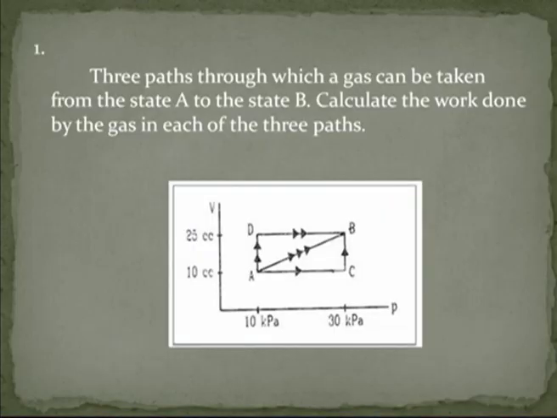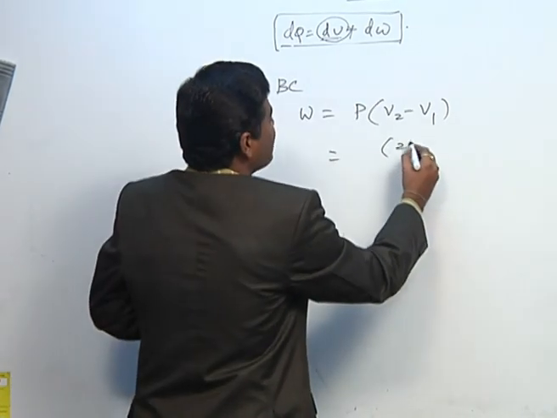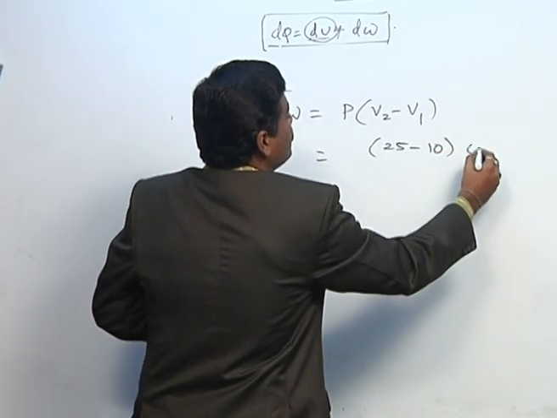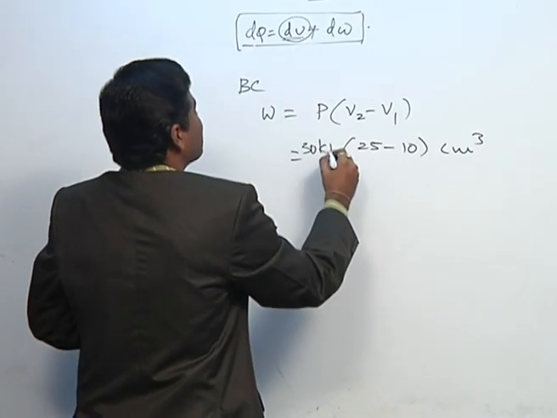So here in the process, the pressure is maintained at 30 kilopascal. For V2 minus V1, V2 is the final volume and V1 is the initial volume. V2 we are taking as 25 cm³ and V1 as 10 cm³. So V2 minus V1 is (25 minus 10) cm³, and the pressure we are taking as 30 kilopascal.